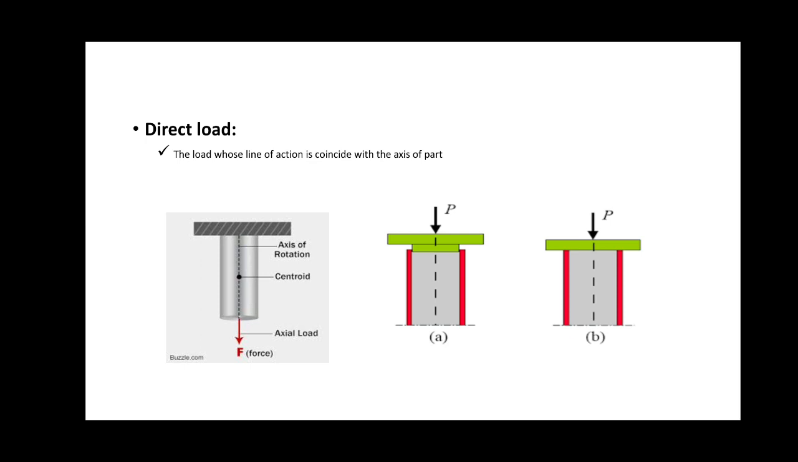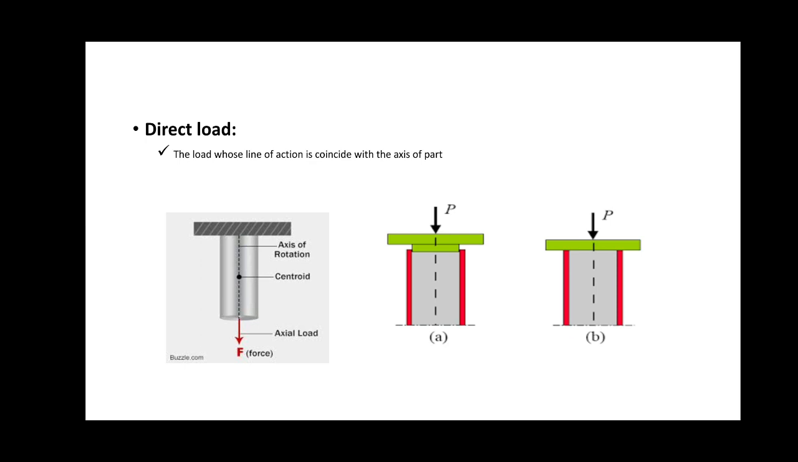So we have a machine, and that machine has a number of parts. Each and every part has got an axis. So that axis is loaded centrally, the axis is loaded by direct load. So that is what direct load is. So what is direct load, my dear students? Direct load means the force, the load, which acts at the center of that part.